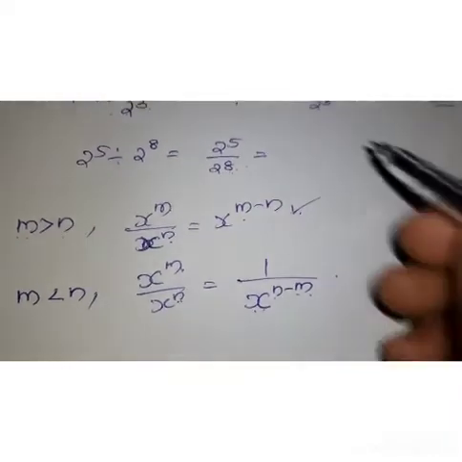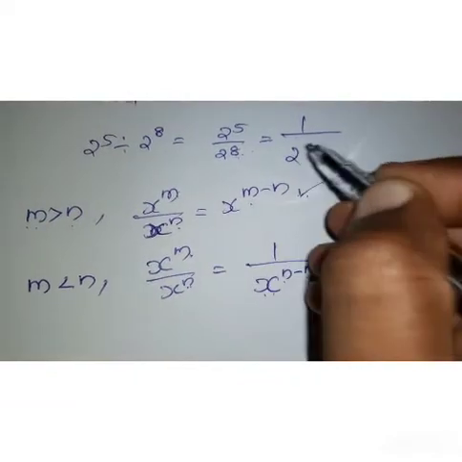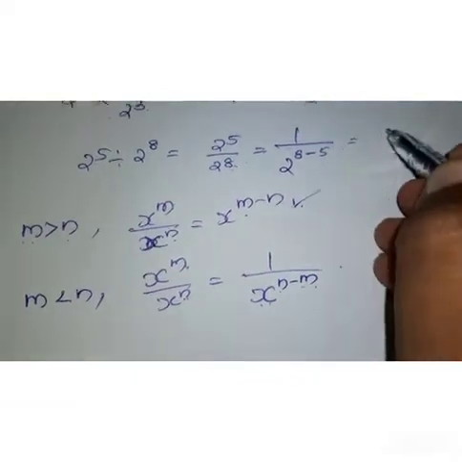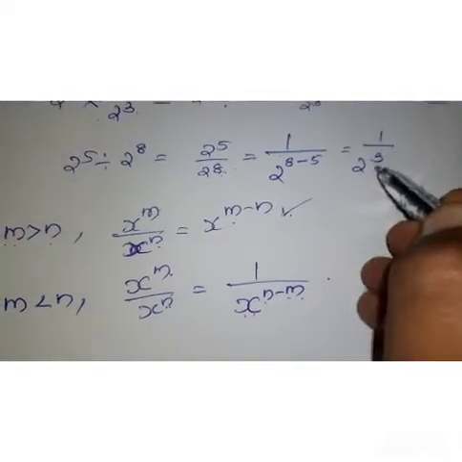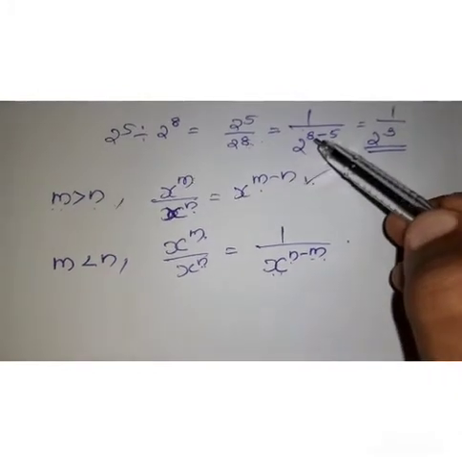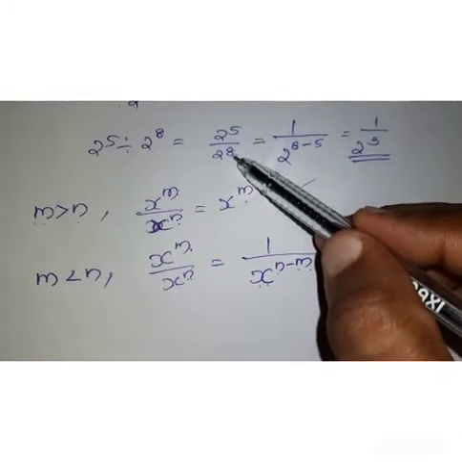So how will you do this one? 1 by 2 raised to n minus m, which is 8 minus 5. So 1 divided by 2 raised to 3. This is the answer. So you cannot subtract from a smaller number to a higher number.